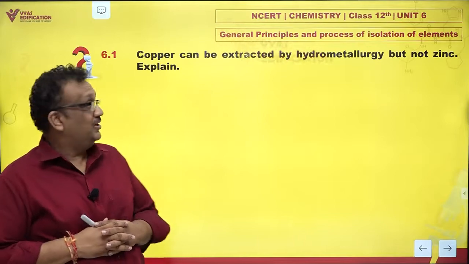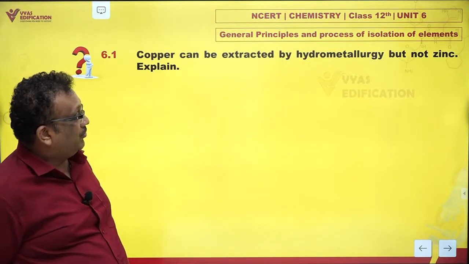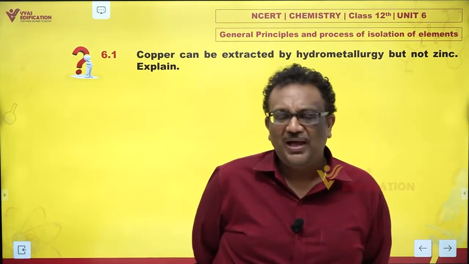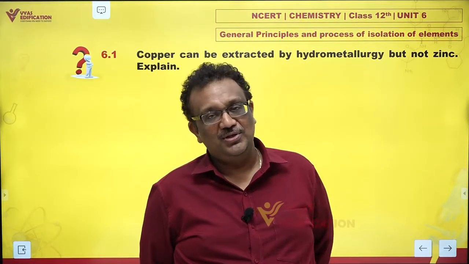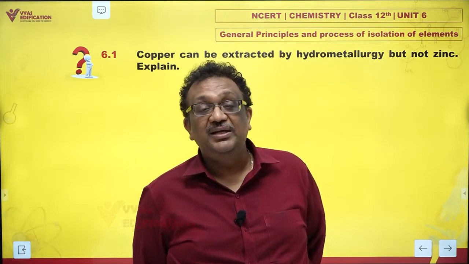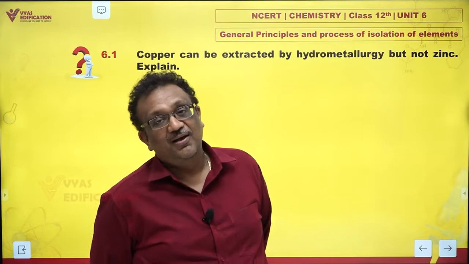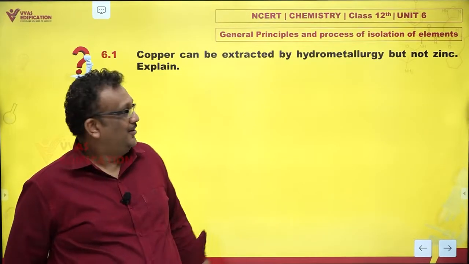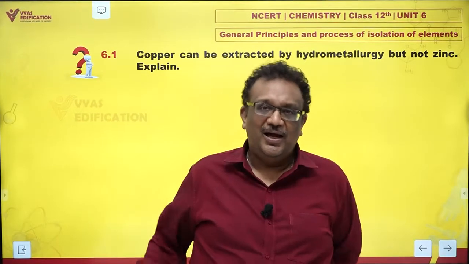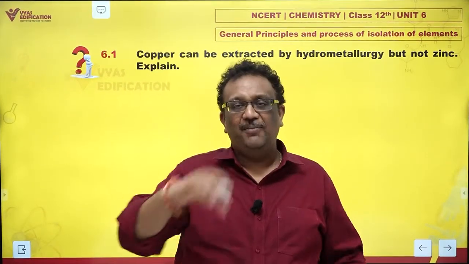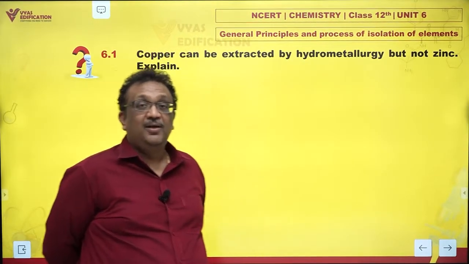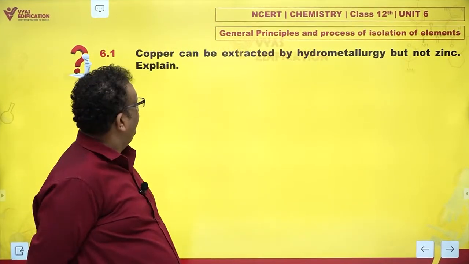The very first question: copper can be extracted by hydrometallurgy but not zinc. Explain. This actually is not a very correct question because in practice a huge quantity of zinc is extracted using hydrometallurgy. But then as you know, this is an NCERT question, and NCERT and actual truth have some gap. First, I'll just offer a classical answer and then we'll examine why and how of what I'm saying.